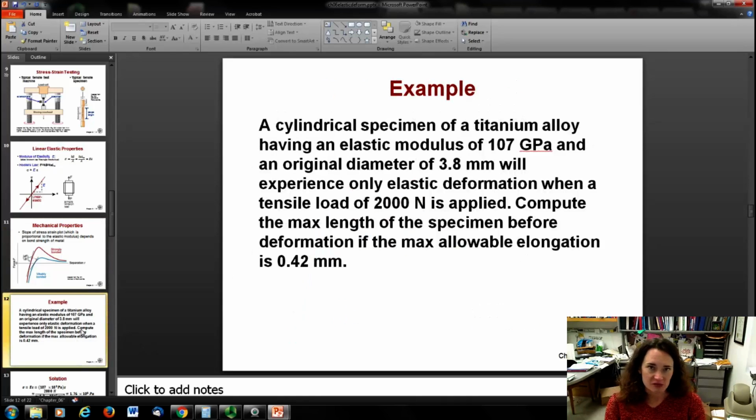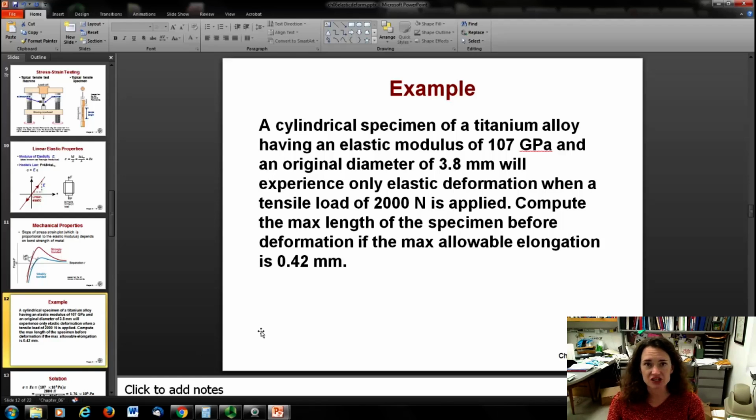Okay, let me do an example problem for you. Here you have a cylindrical specimen of a titanium alloy, and it has an elastic modulus of 107 gigapascals and an original diameter of 3.8 millimeters. And it's going to experience only elastic deformation when a tensile load of 2,000 newtons is applied. Compute the maximum length of the specimen before deformation if the maximum allowable elongation is 0.42 millimeters.